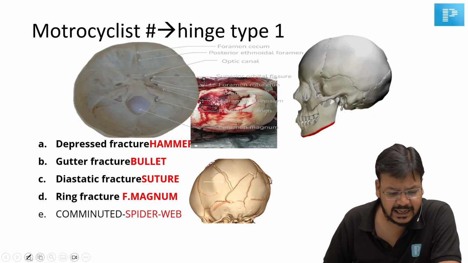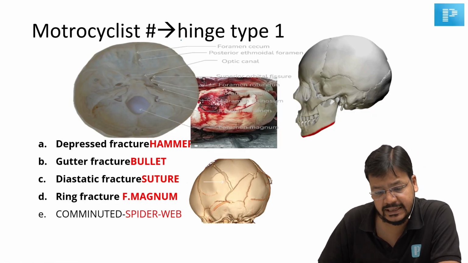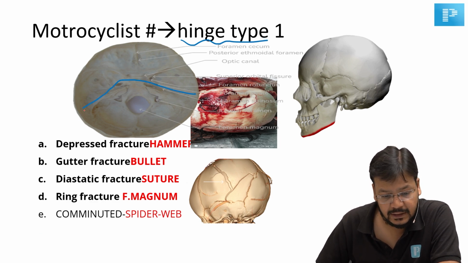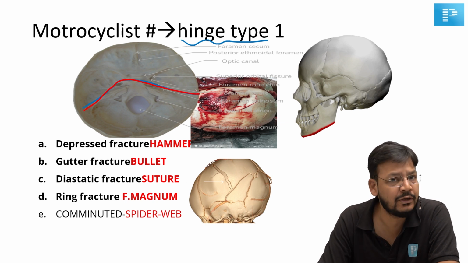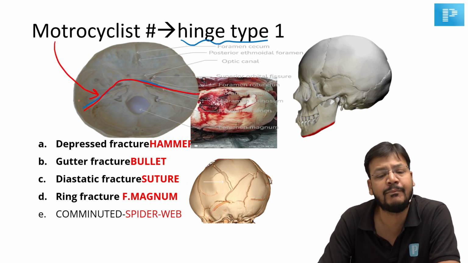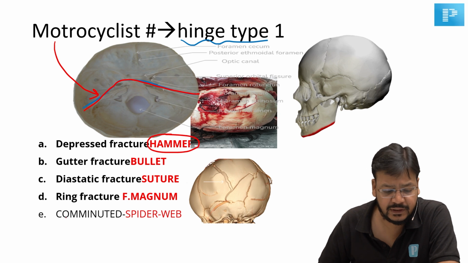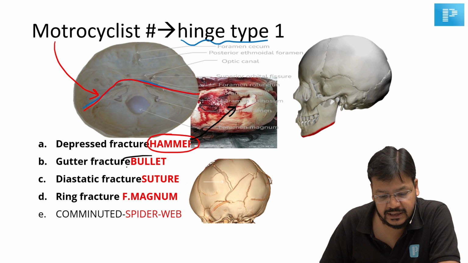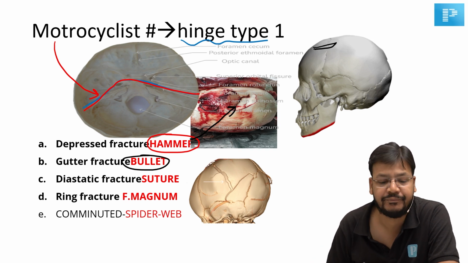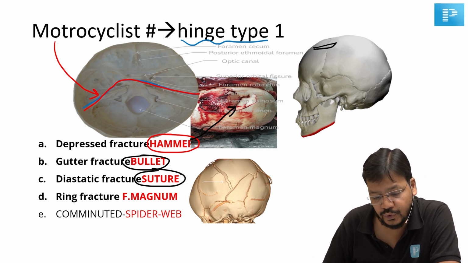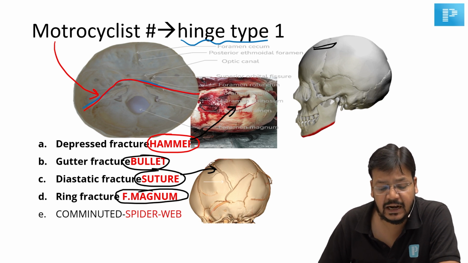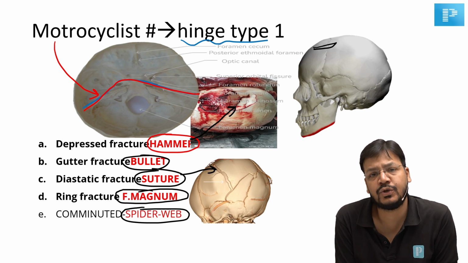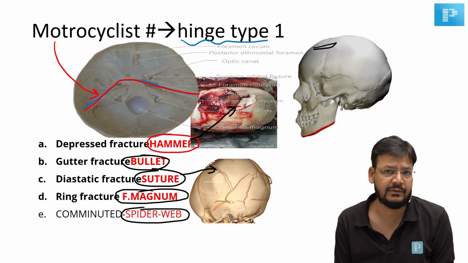Sir, motorcyclist fracture is also known as hinge type 1 fracture. This is petrous and sella turcica and the opposite sella turcica. This is a motorcyclist fracture. Depressed fracture is caused by hammer. Gutter fracture is caused by bullet that produces a gutter. Diastatic fracture is sutural separation. Fracture surrounding the foramen magnum is a ring fracture. Comminuted fracture is also known as spider web fracture.